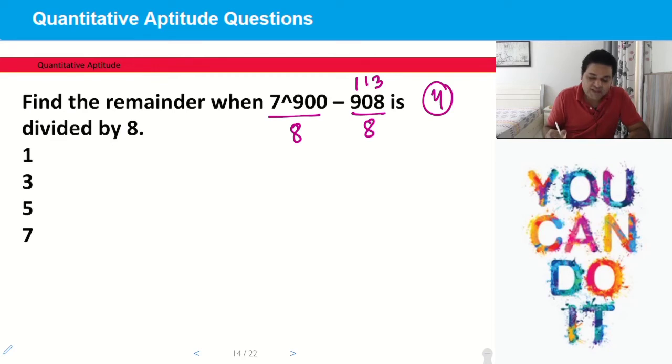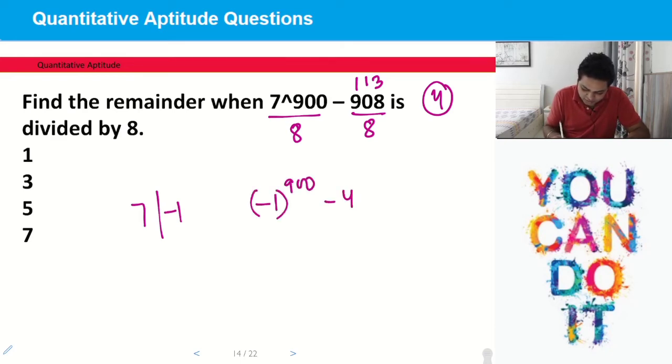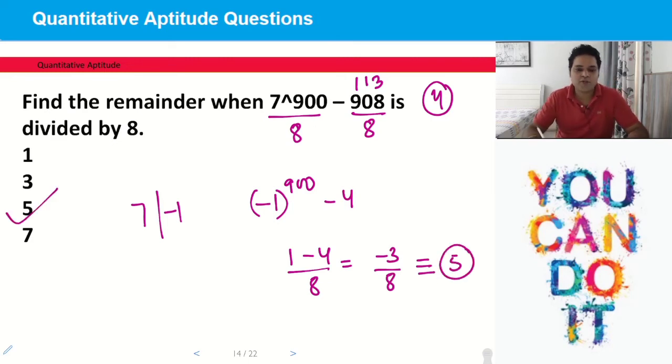Here if I divide 7 by 8, we are getting 7 as remainder or minus 1 as remainder. So this thing changes to minus 1 raised to 900 minus 4, that is 1 minus 4 by 8, that is minus 3 by 8. Minus 3, negative remainder, will give us positive remainder as 5. So the answer is option number 3, which is 5.